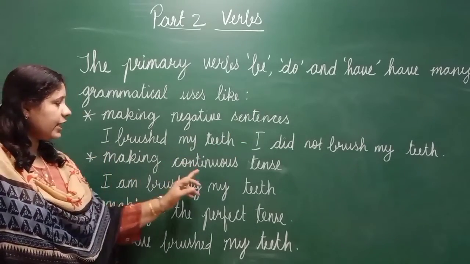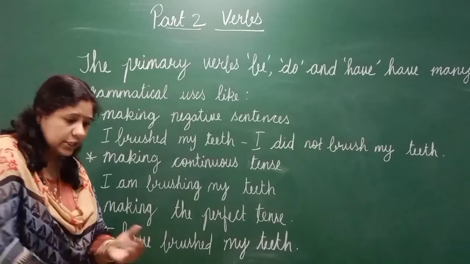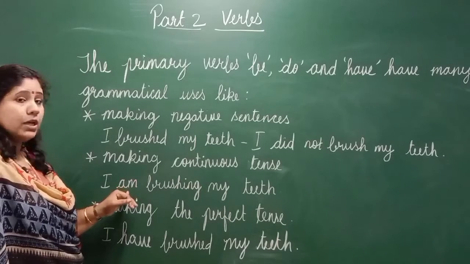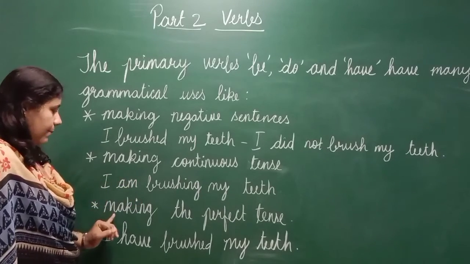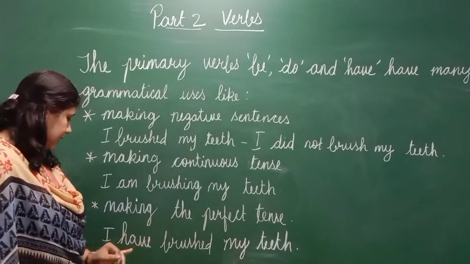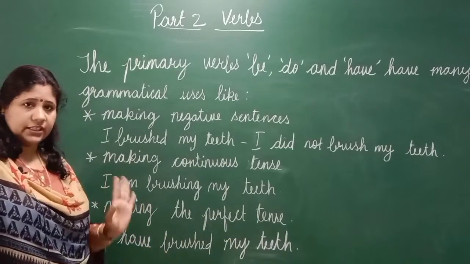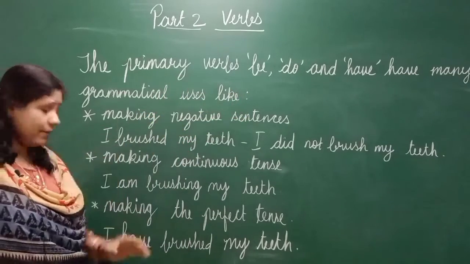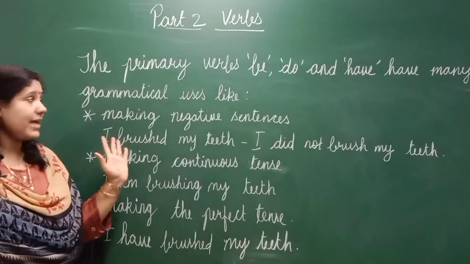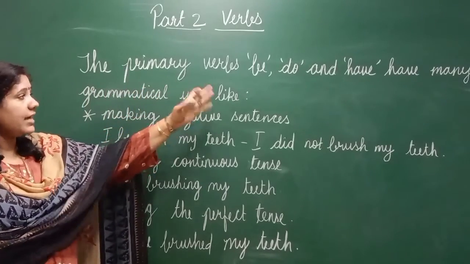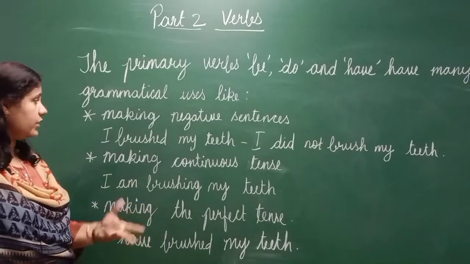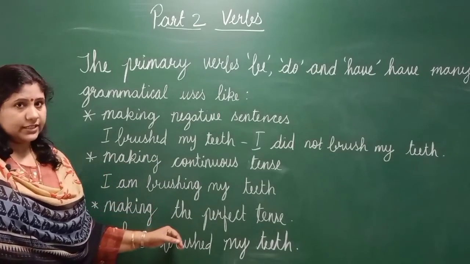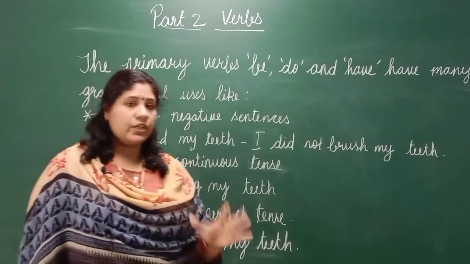Next, making the continuous tense. The activity is continuing. So, I am brushing my teeth. See, am, the be form of the verb. Next, making the perfect tense. I have brushed my teeth. I have already done that. I have. See, have. Understood? The primary verbs have many grammatical uses: they can be used in negative sentences, in the continuous tense, and in the perfect tense. So here I finish the explanation.